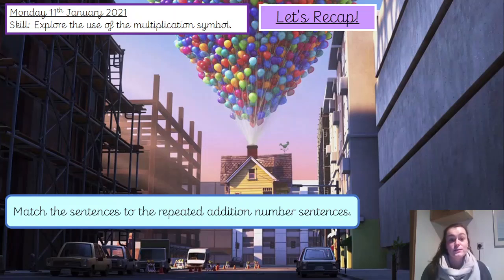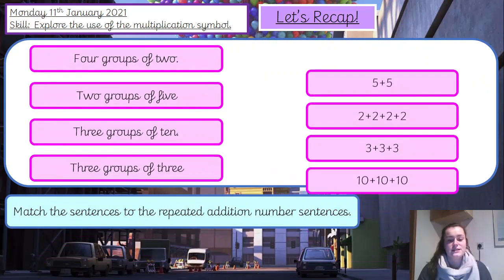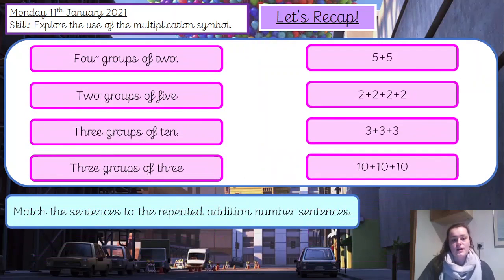So last week we started talking about our new concept, and we were talking about equal groups and unequal groups, and we ended the week by talking about repeated addition. So I would like you to have a go at matching the sentences to the repeated addition number sentences. If you want to copy these into your book, you draw the lines between them, or you can just use your finger on the screen. It's up to you. Okay, pause the video, off you go.